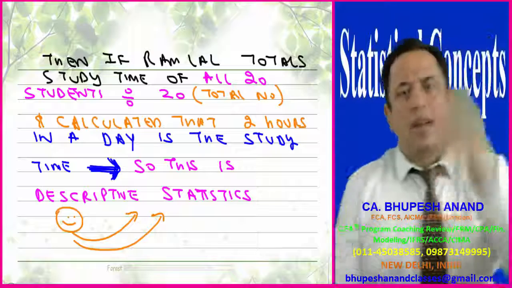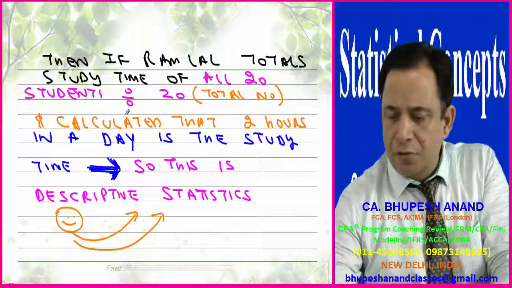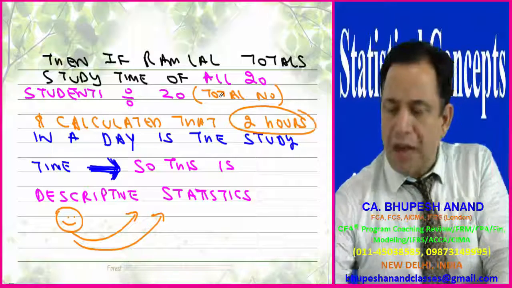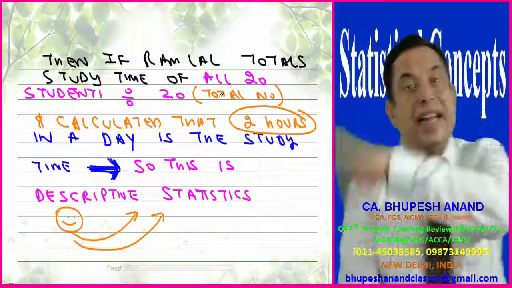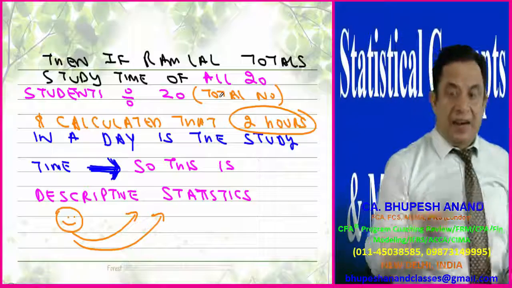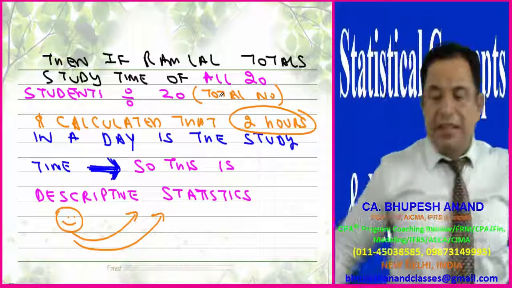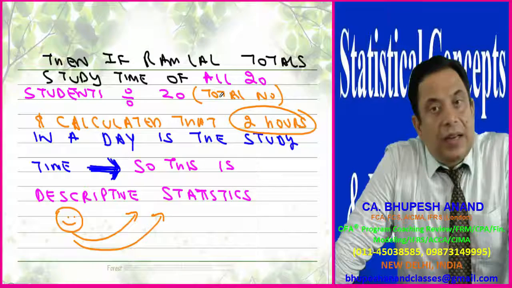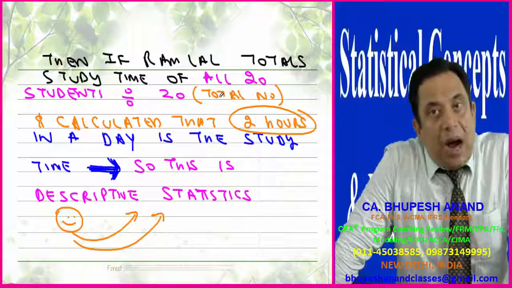Supposedly that is 2 hours a day. So I have calculated the number of students, and the average is 2 hours a day. If I take the total study time of all the 20 students and divide by 20, then after calculation we get 2 hours a day.